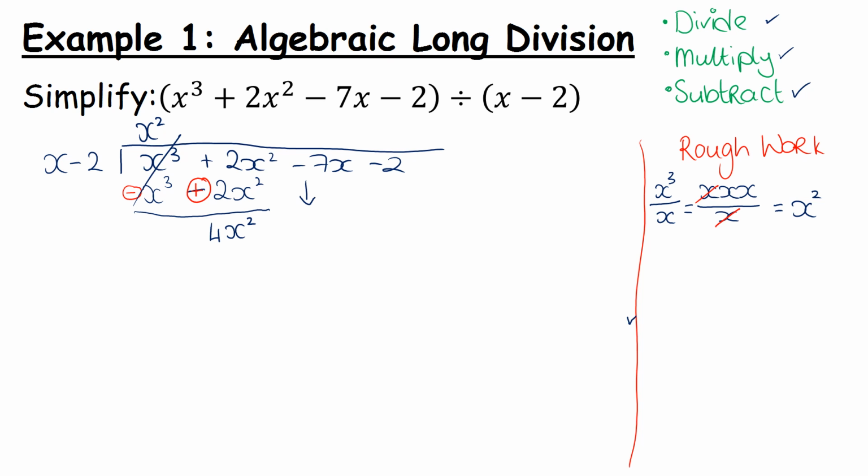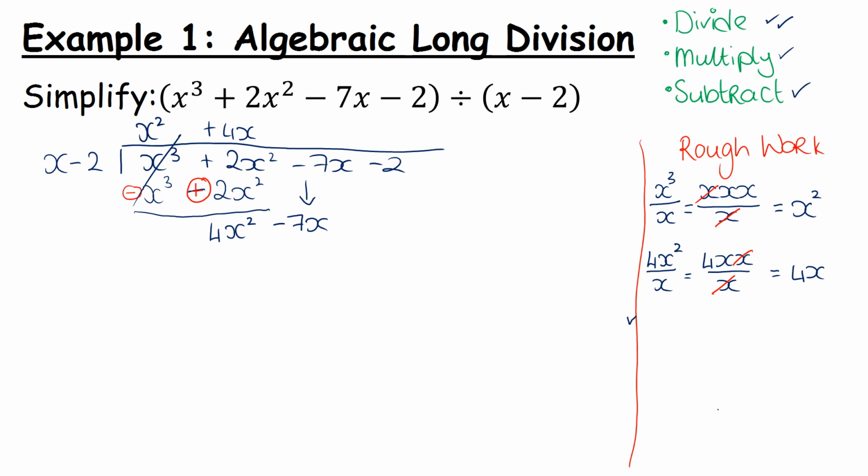Now at this point we'll bring down the minus 7x and we start our mantra again. So let's do our division. So our divide, we have 4x squared divided by x, which is 4x, and that will leave me with 4x. So it's a positive 4x here. So now we've done our divide, let's do our multiply.